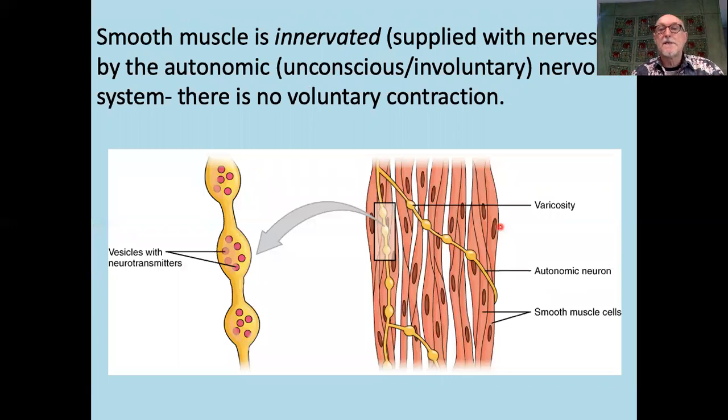Okay, so this is now smooth muscle. And smooth muscle is innervated. That means it is supplied with nerves by the autonomic nervous system. And the nerves of the autonomic nervous system actually spread out all over the smooth muscle in a sort of net of nerves. And they look a little bit different to normal nerves, which we'll see in a while. And these nerves regularly release substances which will cause these cells to contract.